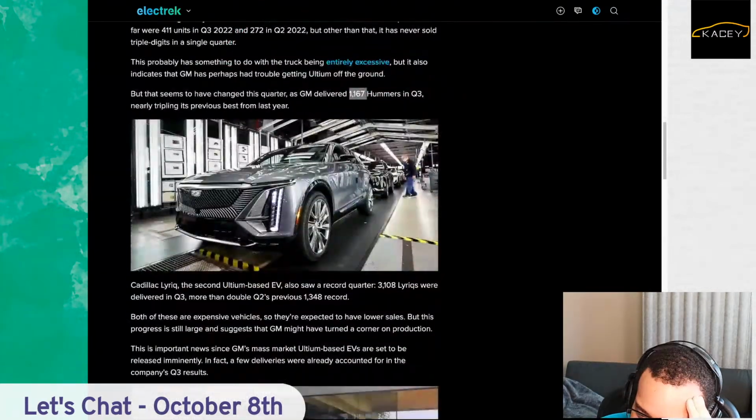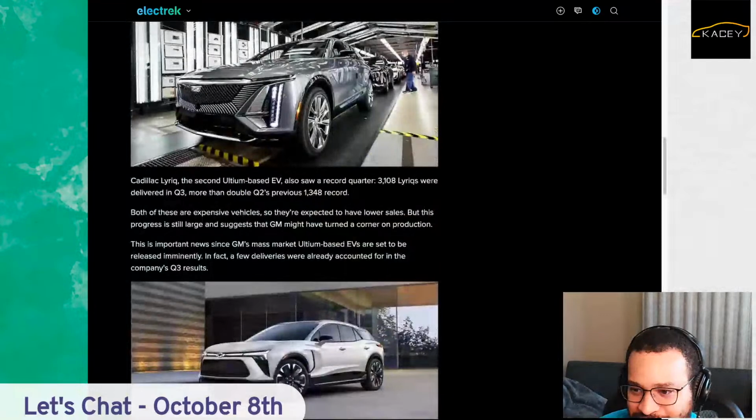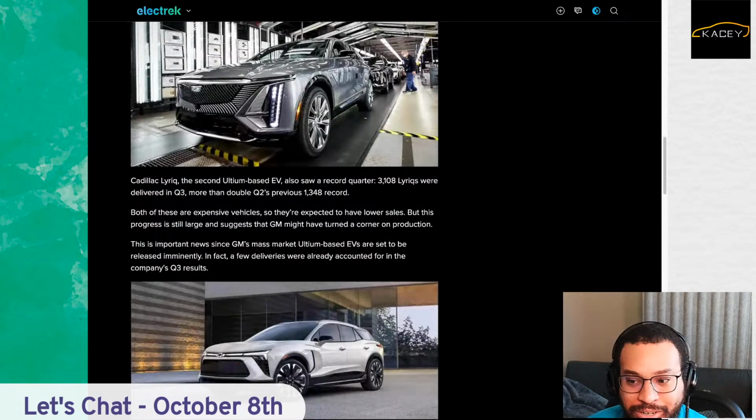Let's see what they were able to pull off with the Lyriq. It also has not had a good run. Cadillac Lyriq, the second Ultium-based EV, also saw a record quarter of 3,108 Lyriqs delivered in Q3, which is more than double Q2's 1,348 record.